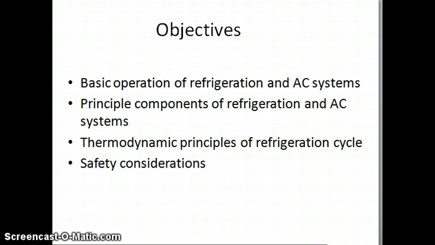Now, what is the objective of this PPT to go through? One is the basic operation of refrigeration and air conditioning systems. Second, the principal components of refrigeration and air conditioning systems. Third is the thermodynamic principle of the refrigeration cycle. And the last one, which we are going to deal with, is safety considerations.